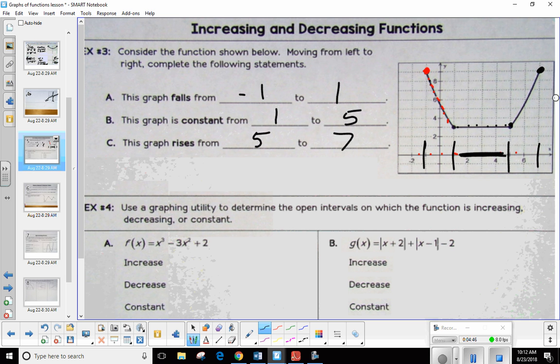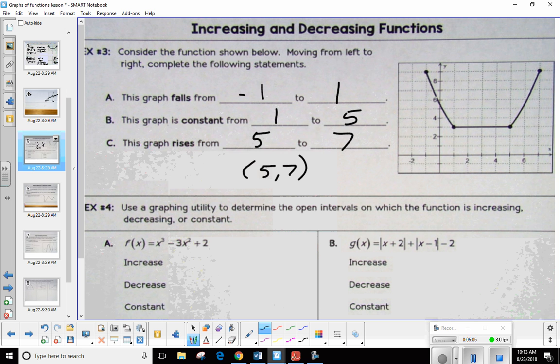Okay, now let me go ahead and erase what I've done to the graph real fast. Now, we've identified where the interval begins and where it ends, okay? So let's say I did want to go ahead and write the interval in interval notation where it increases, where it rises.